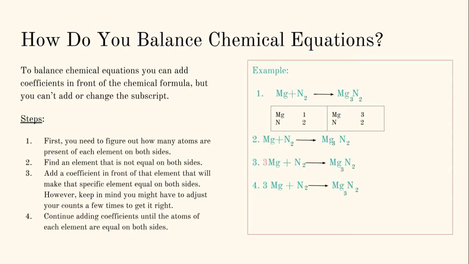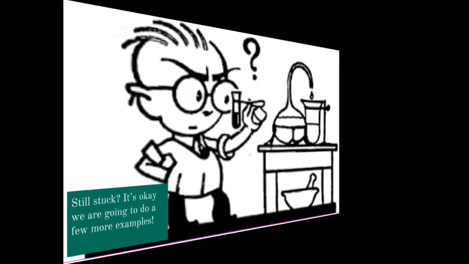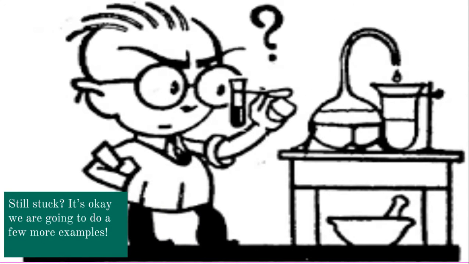And step 2 says we need to find an element that is not equal on both sides. In this case, it is Mg. Step 3, we need to add a coefficient that will make that element equal on both sides. And we added a 3 on the reactant side in front of the Mg, and now our equation is balanced. It's okay if you're still stuck, we're going to do a few more examples.